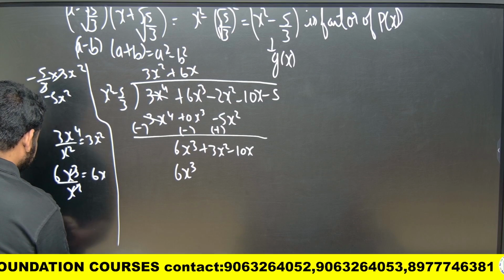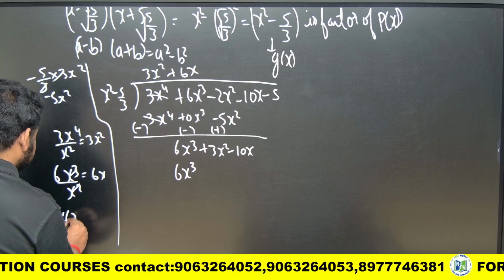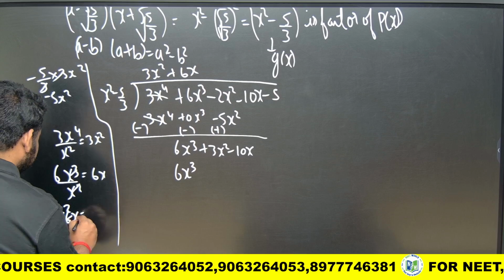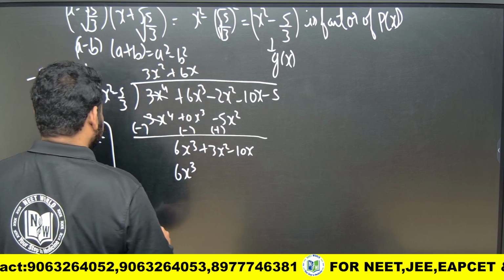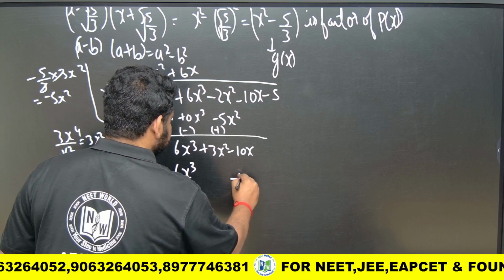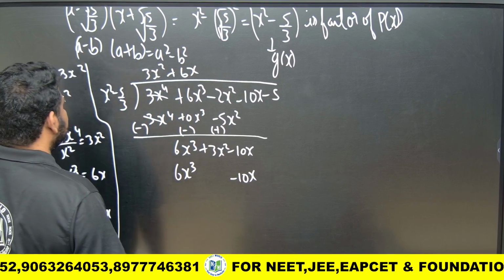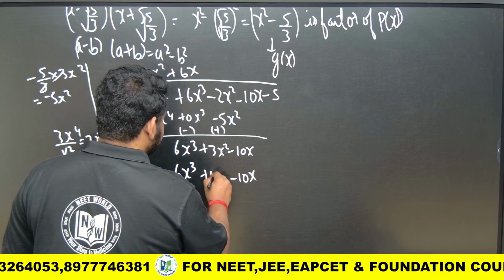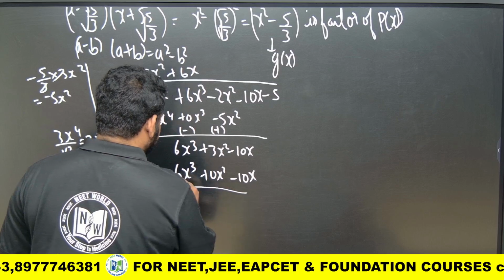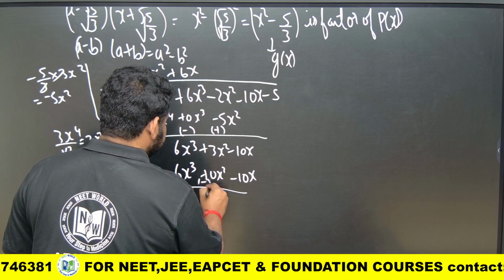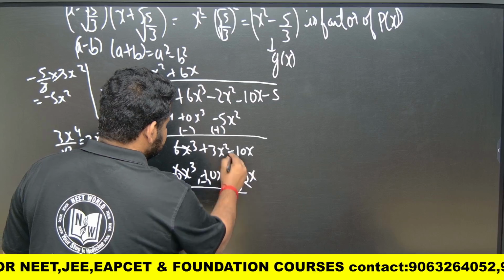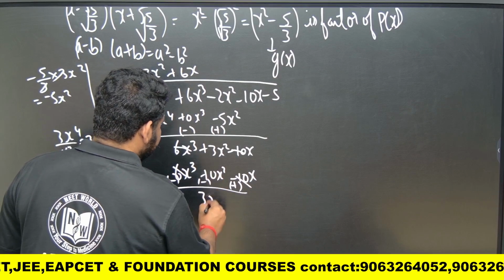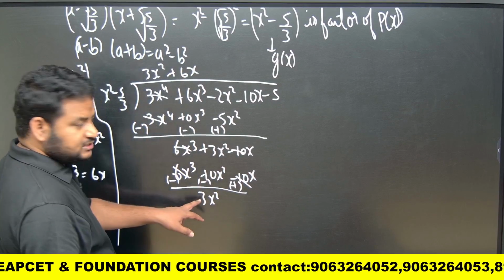Minus 5 by 3 into 6x. So 3 1s are 3, 2s are, this gives me minus 10x. Now easily I can write minus 10x here. Here it is 0x square. Got it? Now I will put minus here, and I will put plus here. This will cancel, and this is plus minus. This also will cancel. 3x square I will have. 3x square minus 0 is 3x square only.